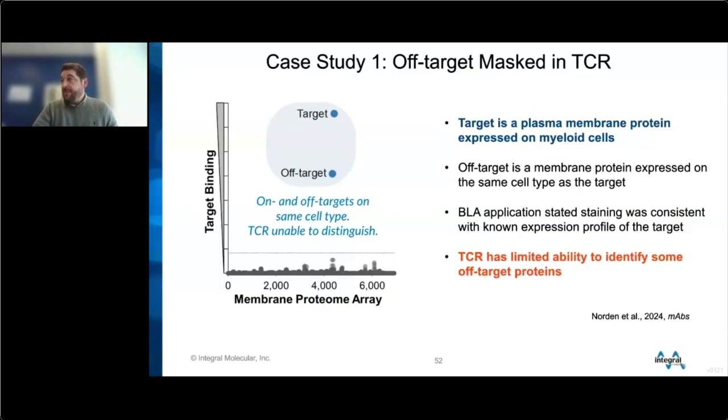One way that this can happen is really illustrated in this example, where the target is a plasma membrane protein expressed in myeloid cells. However, the off-target that was discovered in the MPA is another unrelated membrane protein, but is expressed on the same cell type as the target. In other words, it's an off-target on tissue interaction. The Biologics License application stated that staining was consistent with a known expression profile of the target, and this is one example of where TCR cannot discriminate between this particular interaction.